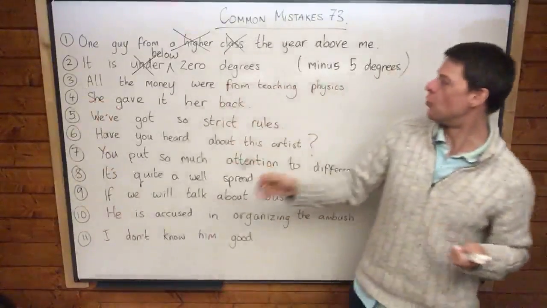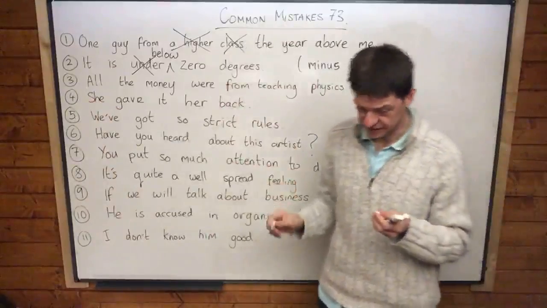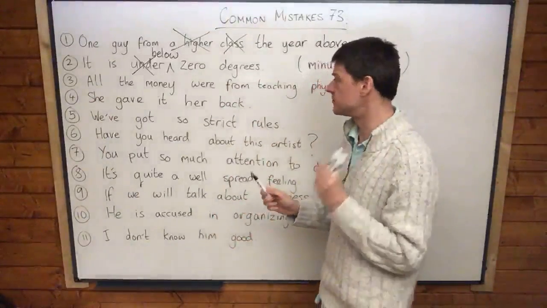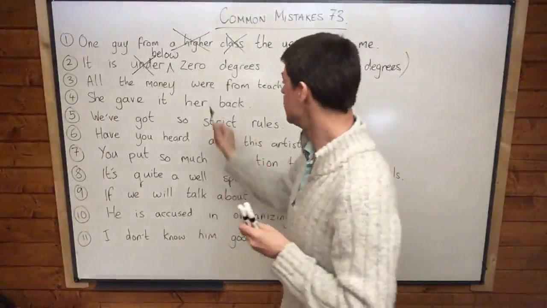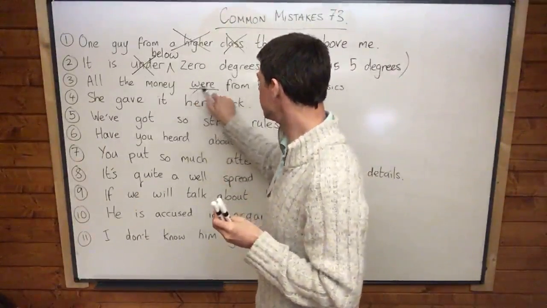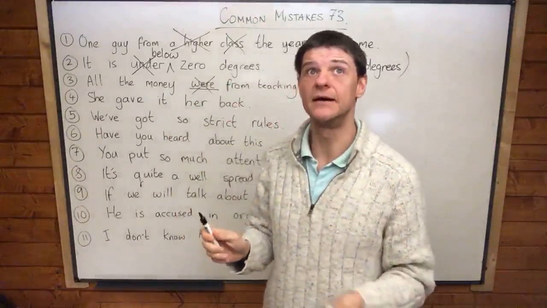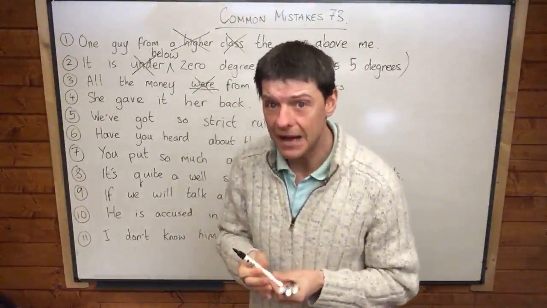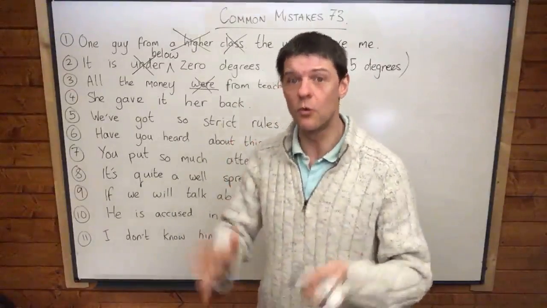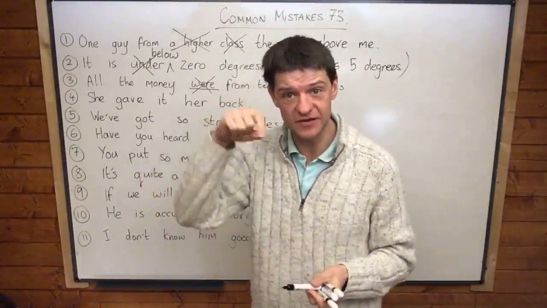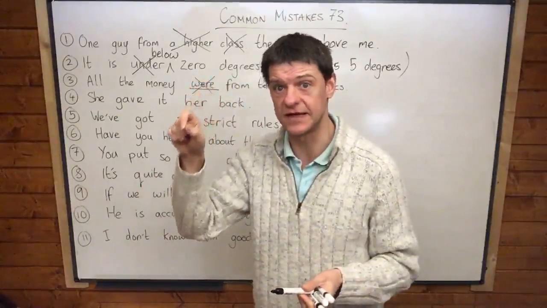Number 3: "all the money were from teaching physics." This mistake is very common, and it's well worth remembering that in English, money is not plural. And I'm not just talking about the word money here. I actually mean even amounts of money are always singular. £100 is singular, even though it's pounds with an S on the end.